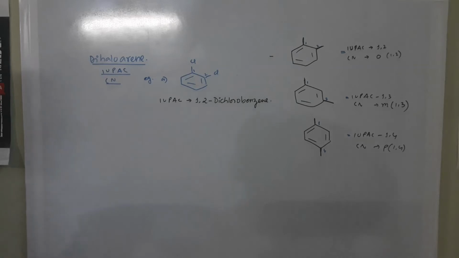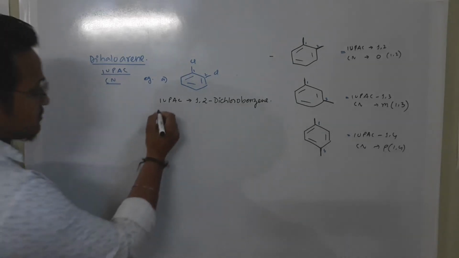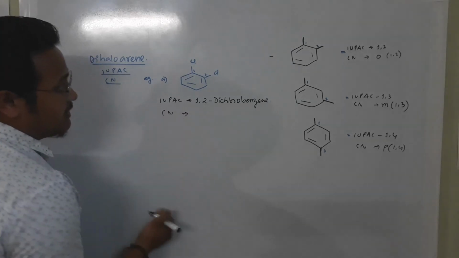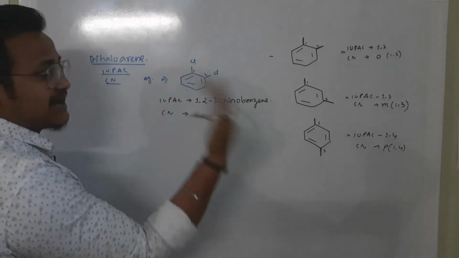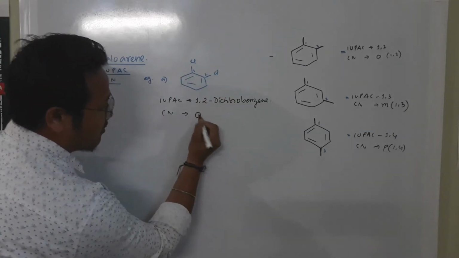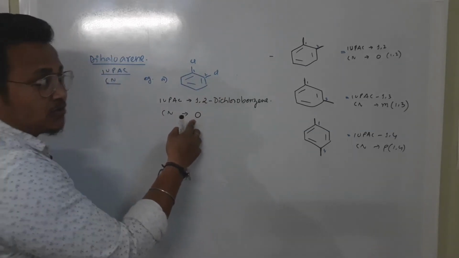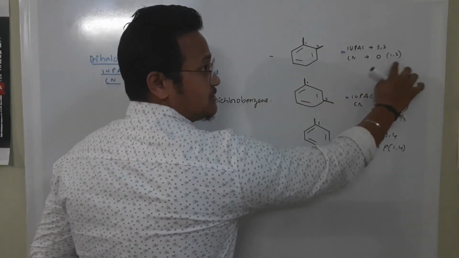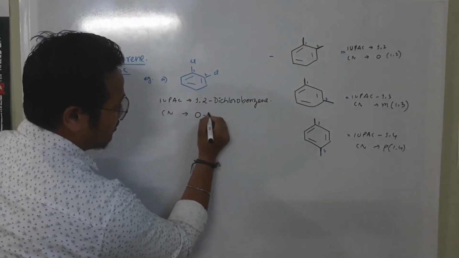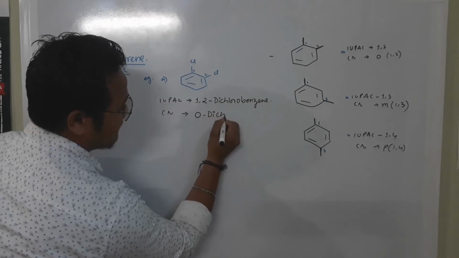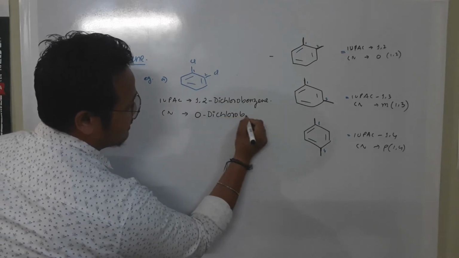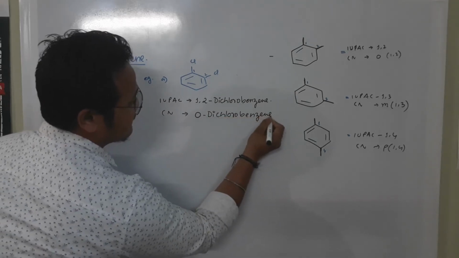I think you guys have understood these things. But in case of common name, as they are in 1, 2 position, the same group, what we will write? O. So when we are writing O, meaning ortho, it itself means 1, 2 position. Clear, guys? So ortho, then what we will write? Dichloro, then what? Benzene. Clear?